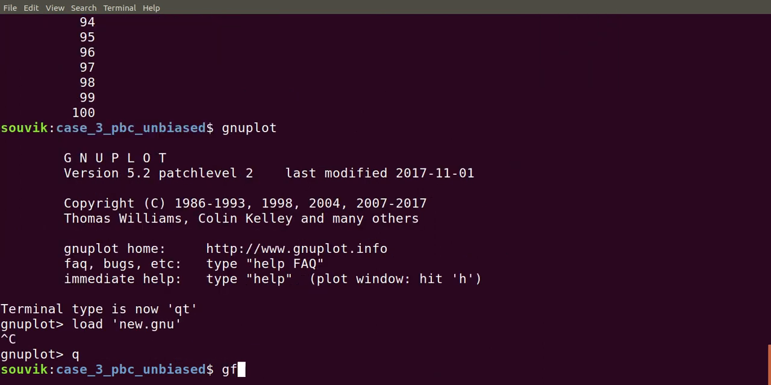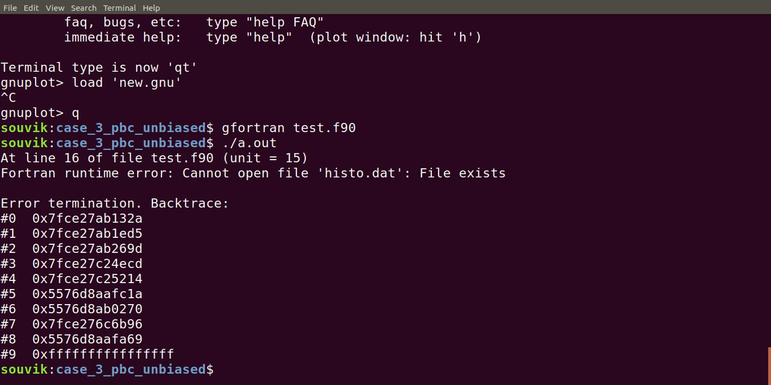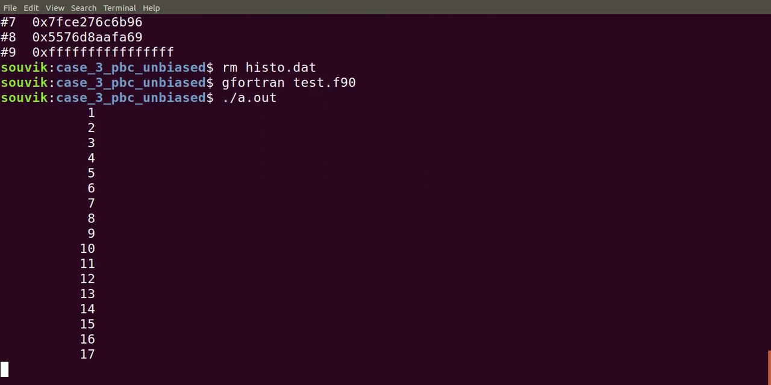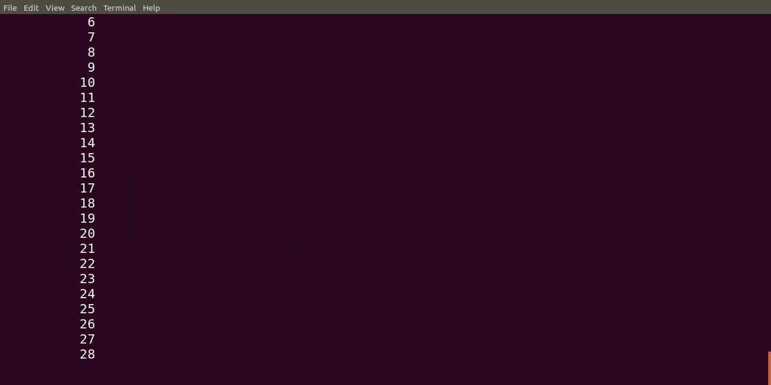Okay, so I have to compile the code. I forgot to compile it. So let's compile it. Okay, so histo.dat is already there. So let's remove the histo.dat and then just compile the code. It will take some time.